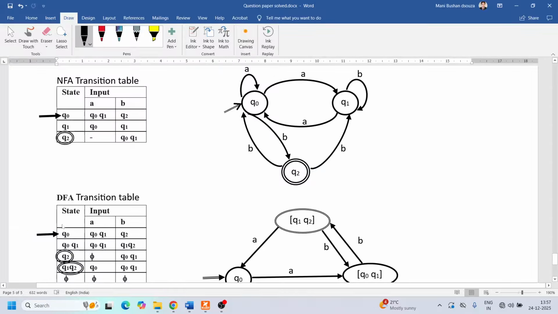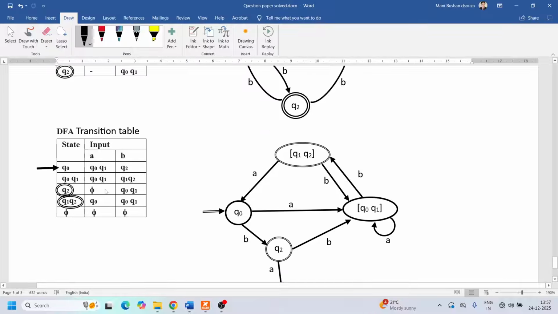Now start drawing the transition table. We start with Q0, so mark it Q0. Then Q0, Q1, put them in square brackets. Then Q2, mark it as Q2 because it is a final state.